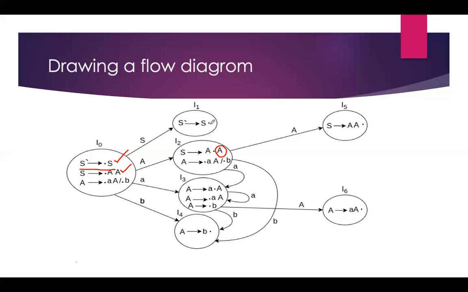After the dot nothing is there, so we cannot expand this rule. So this will be completed, this we cannot expand. Okay, next coming to the I2 state. In the I2 state, what is it: S tends to A dot A.